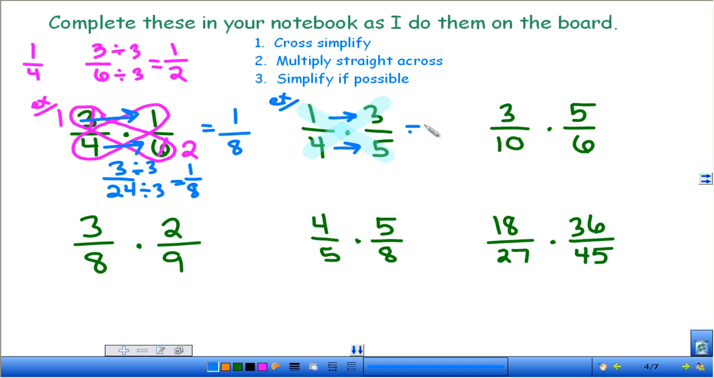1 times 3 is 3. 4 times 5 is 20. And as long as you did all the simplifying, you're not going to have to simplify your answer at the end. Take a second and write down this next one. So this one says 3/10 times 5/6.